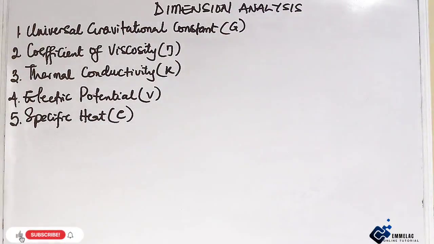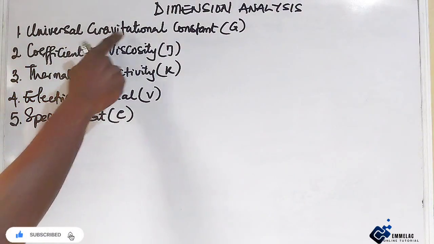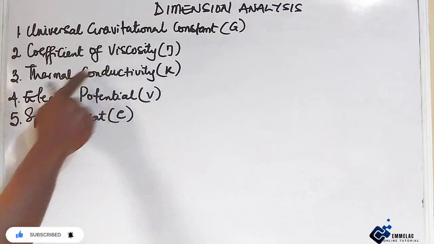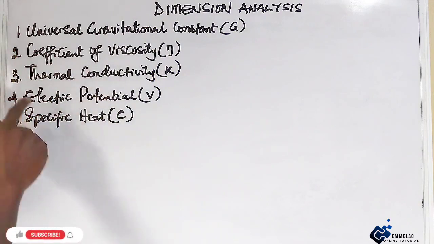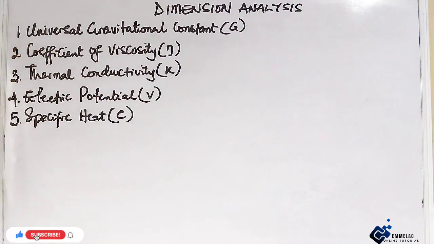Now before us is this question that we're told to find the dimensional formulas of the universal gravitational constant G, coefficient of viscosity, thermal conductivity, electric potential, and specific heat capacity. Alright, let us start with the universal gravitational constant.